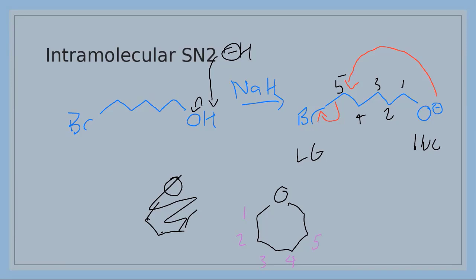Did I do that wrong? Yeah, in this ring formation, it's going to be an SN2. Okay, sorry, I did a 7-carbon ring again. Ignore that. Let me redo that one again.